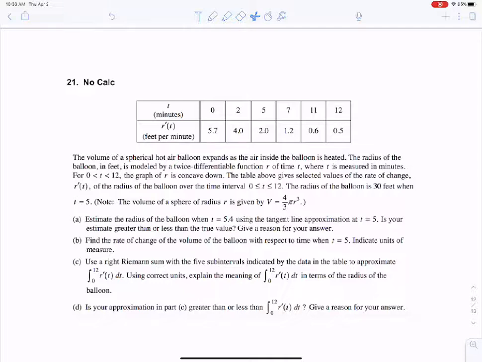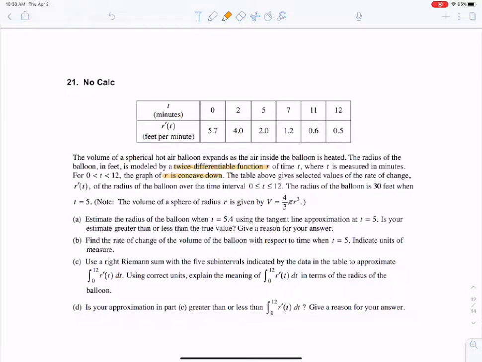So the volume of a spherical hot air balloon expands as the air inside the balloon is heated. The radius of the balloon in feet is modeled by a twice differentiable function. That is important. So I'm going to highlight that as a twice differentiable function, r, of time t, where t is measured in minutes from 0 to 12. The graph of r is concave down. That is probably really important.